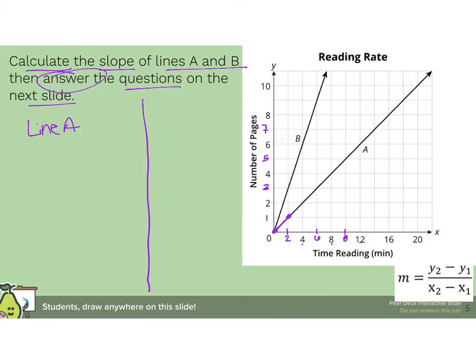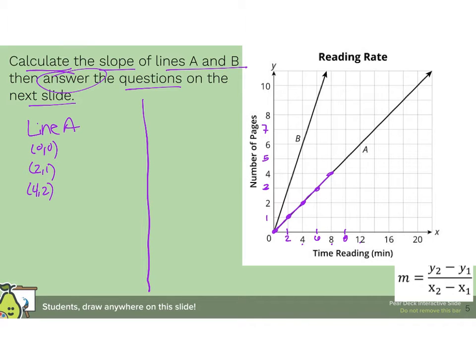Okay, so let's get some ordered pairs. For line A, I have 0, 0. And then I have 2, 1. And then if I keep going, it's every point, basically. The next one would be 4, 2.